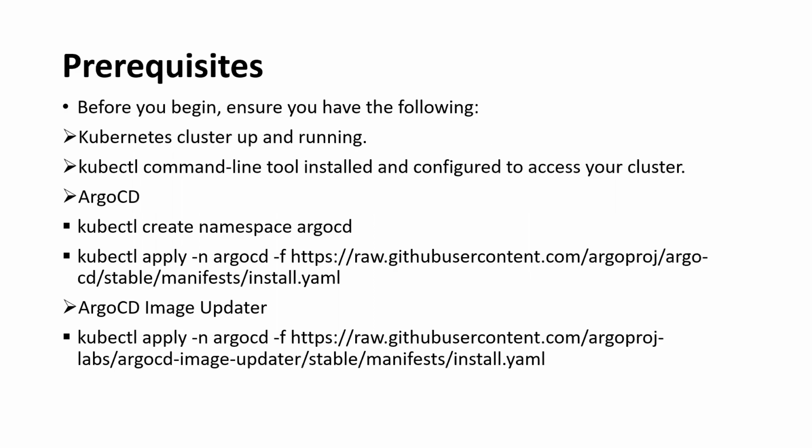So let us see what the prerequisites are. We must have a Kubernetes cluster up and running, the kubectl command tool, and ArgoCD installed, and these are the commands to install ArgoCD if it is not installed on your system. We should also install ArgoCD Image Updater so that it will automatically detect the image. If any image is changed or pushed to Docker Hub, it will automatically detect those changes and apply them to the manifest files to deploy to the Kubernetes cluster.